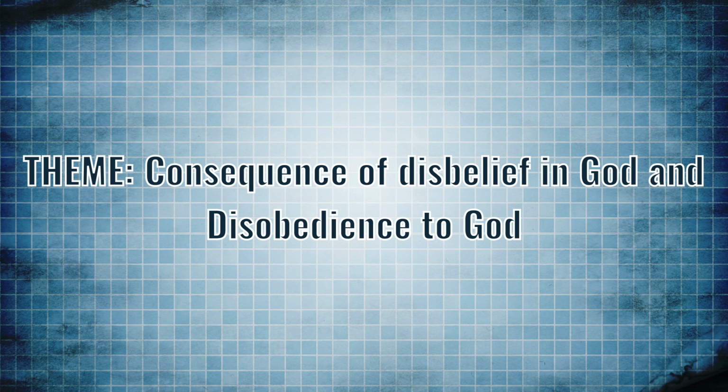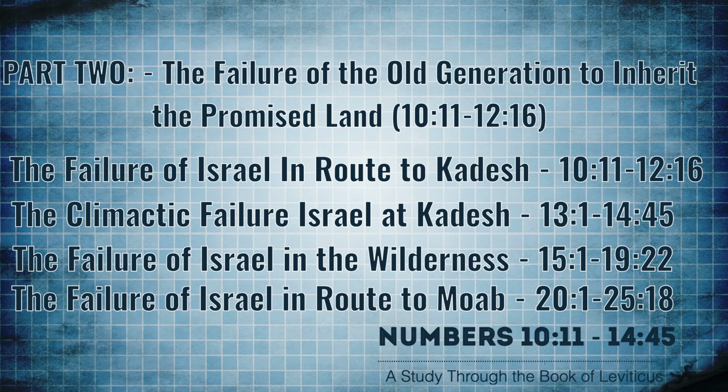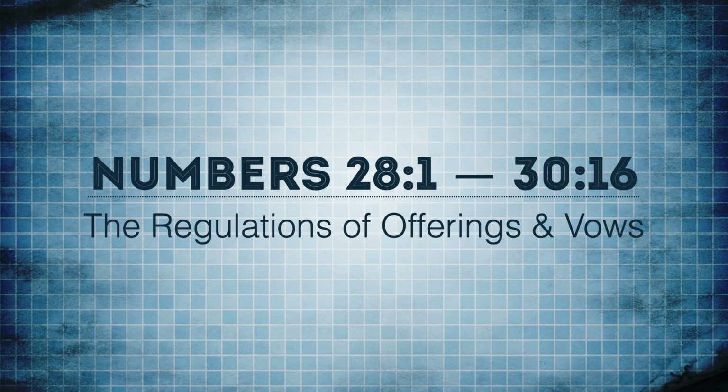The theme for the book of Numbers, of course, has been the consequence of disbelief in God and disobedience to God. A review of how the book is broken down: the old generation, the transitional period, and the new generation at the doorway to Canaan. And as we pointed out, the old generation at this point had fallen, except for Joshua and Caleb, and of course Moses hadn't yet, but Moses is not going to get to go into the Promised Land either. We've covered part 2 already and moved on from that. We are now into part 3, and we are in Numbers 28. We will begin with verse 1.